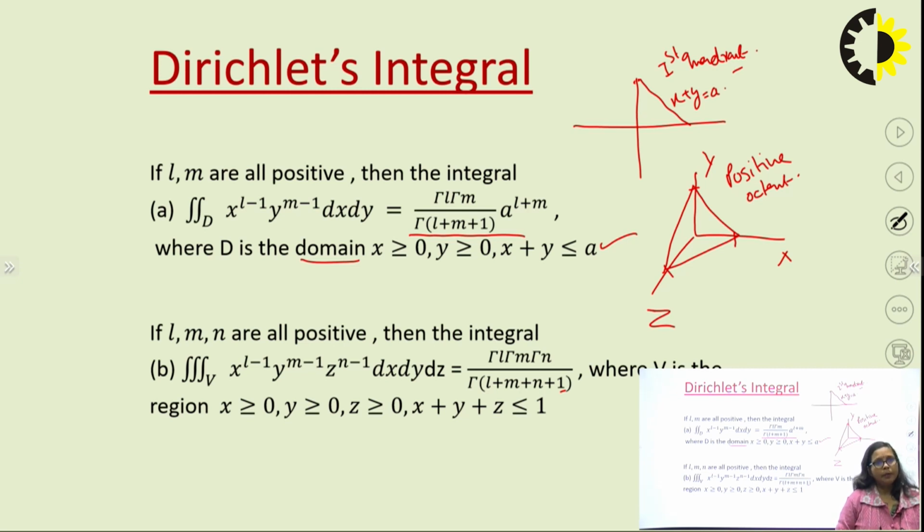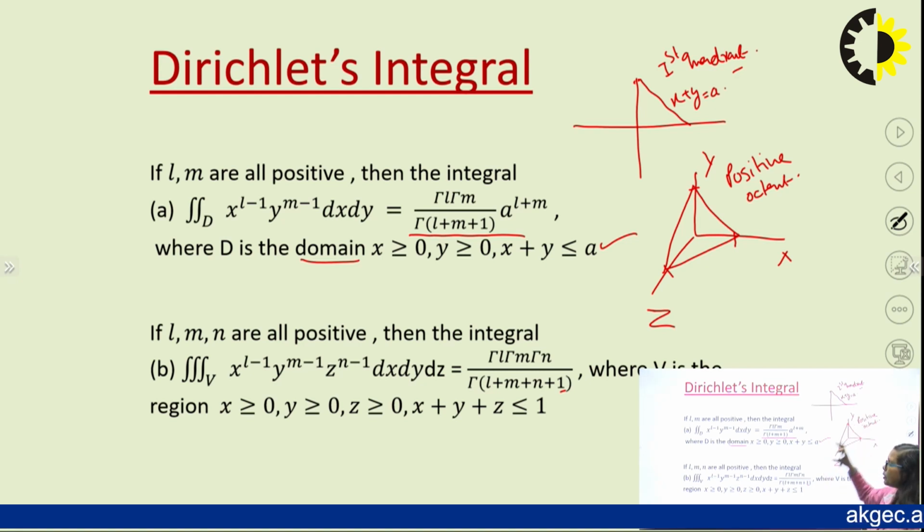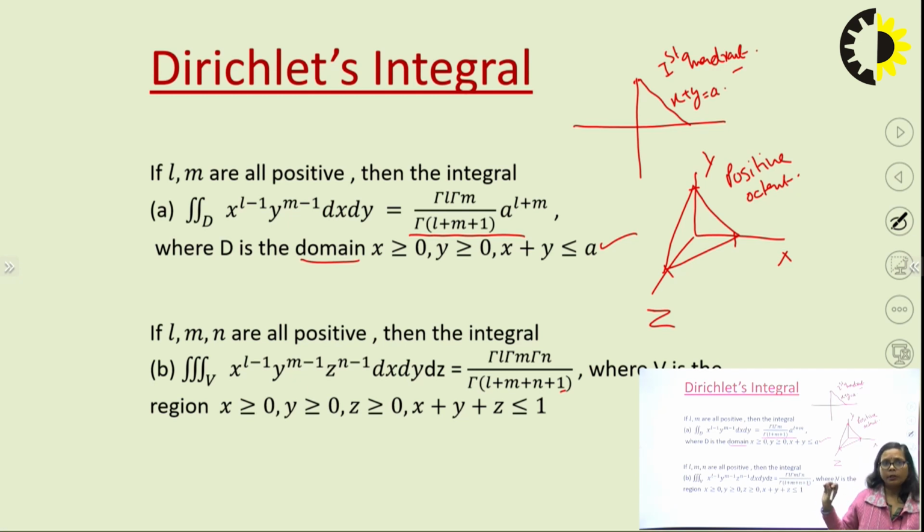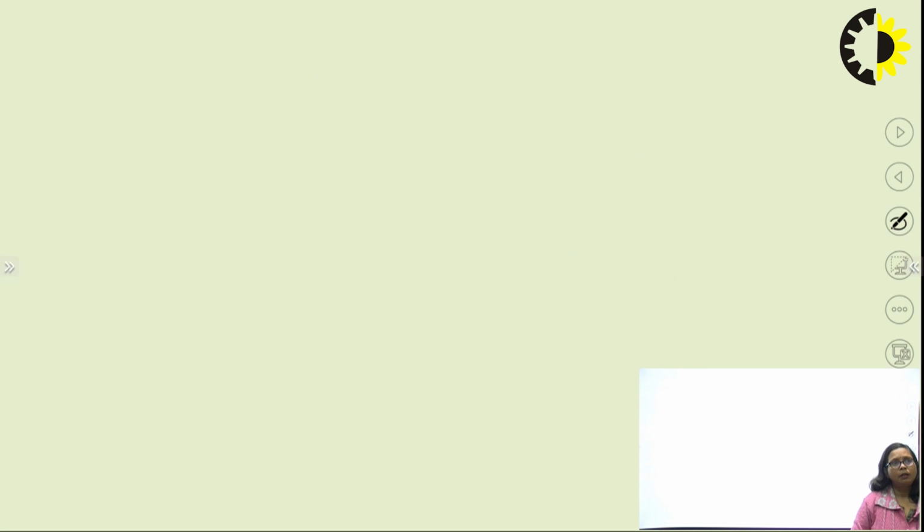So if I need to find the volume for the full surface, I first find the volume for the positive octant by using this Dirichlet integral and then multiply that volume by 8, because if I divide my 3-dimensional figure into octants, we have a total of 8 octants, like this one. So this is our Dirichlet integral, which is a very important topic for multiple integrals.